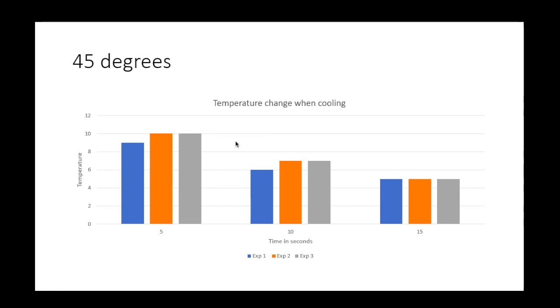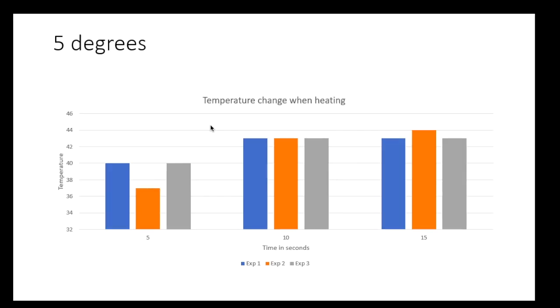The average for heating is the same for 2 and 3, but for 1 it's slightly different due to the change in the other temperatures at 5 and 10 seconds. At 5 seconds, experiment 1 and 3 have reached 40 degrees from 5 degrees. Experiment 2 has only reached 37 degrees. Between 5 and 10 seconds, all three experiments have reached 43 degrees.